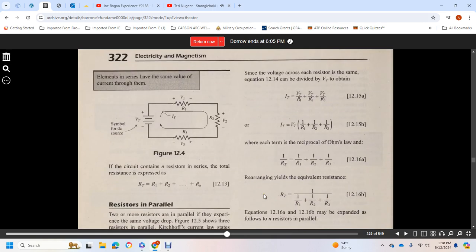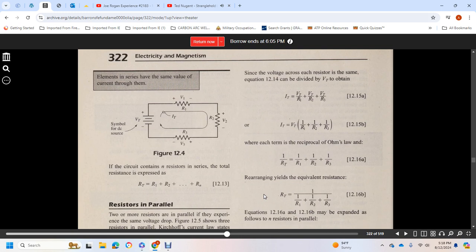Since the voltage across each of the resistors is the same in the equation in 12.4, it can be divided out. With this, the total current equals the total voltage times 1 over resistance 1, plus voltage over resistance 2, plus voltage over resistance 3, or total current equals total voltage times (1 over resistance 1 plus 1 over resistance 2 plus 1 over resistance 3).